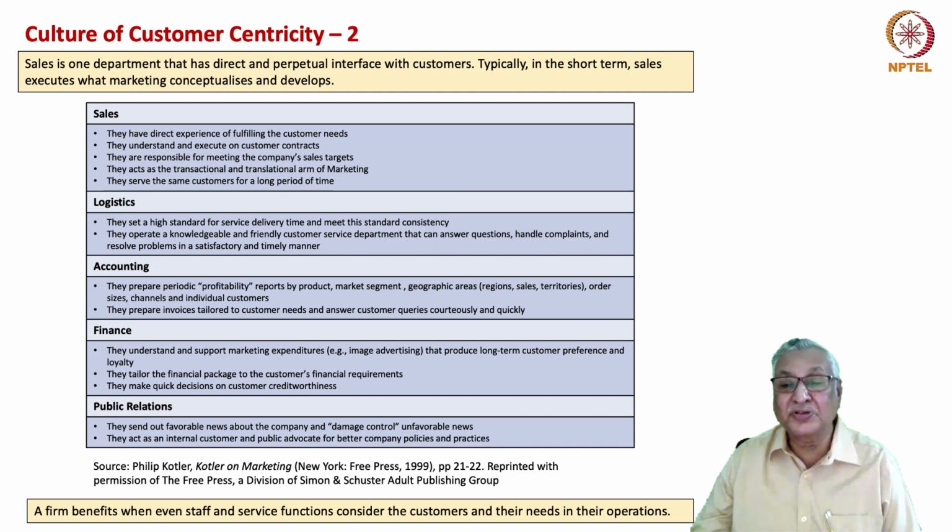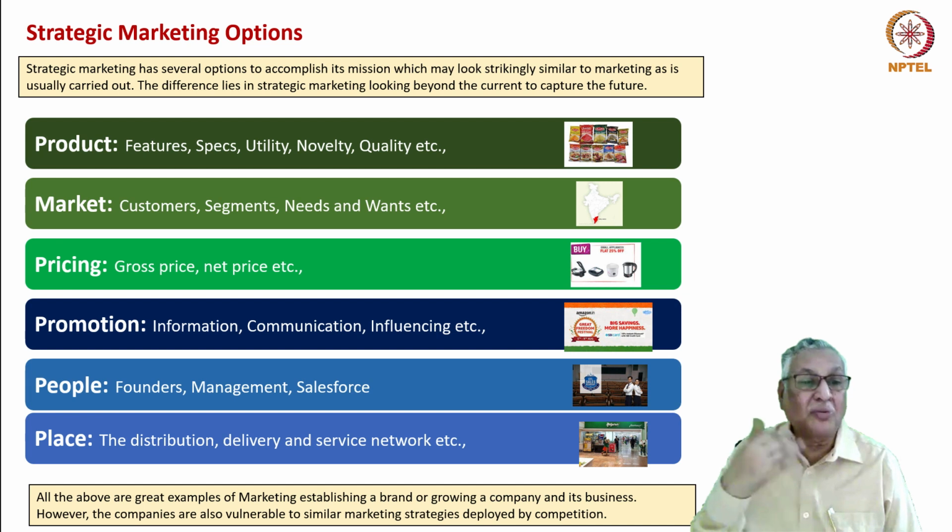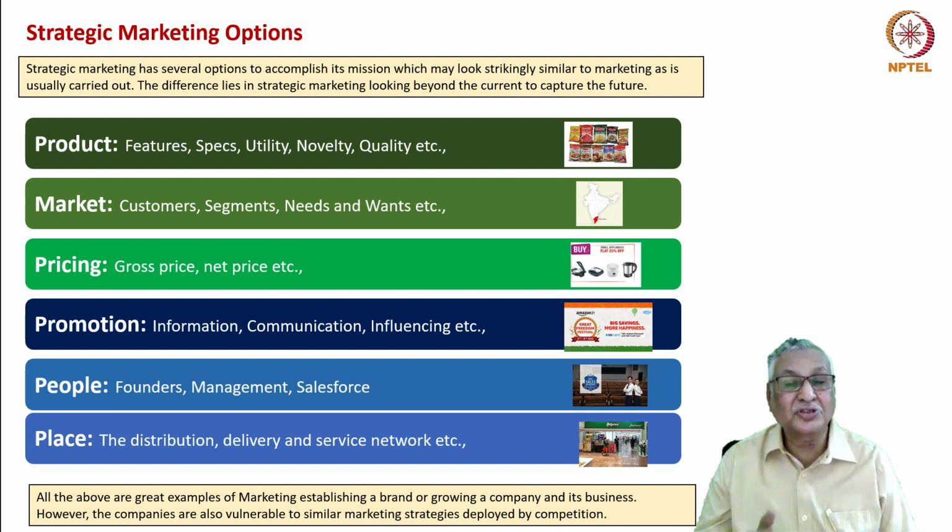Then only the products and services will be of very high order and they generate great value to the customers. And when great value is generated for the customers, the company also benefits a lot. So the options the company has in terms of strategic business development and strategic marketing are the following. One, the product in terms of the features, specifications, utility, novelty, and quality. Second, the marketplace that needs to be addressed in terms of customers, segments, needs, wants, and even desires. Pricing, whether it should be gross price, net price, the promotions, the discounts, the trade ins, exchanges, and so on.